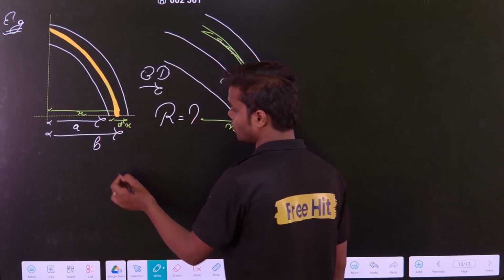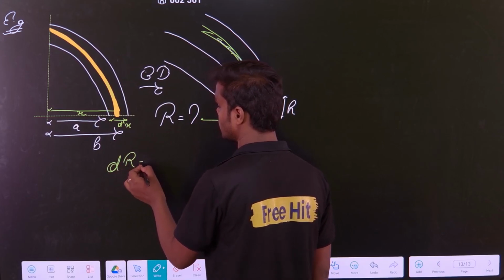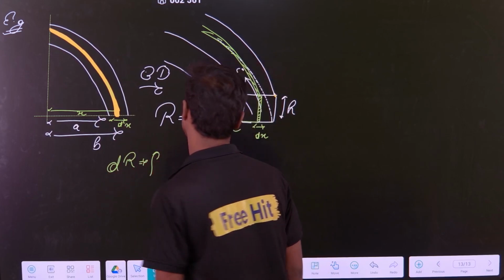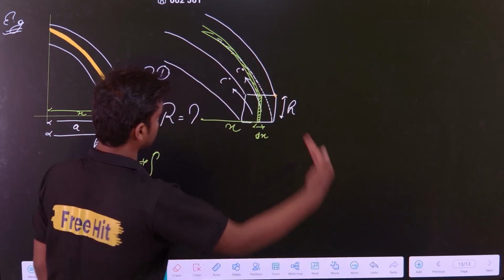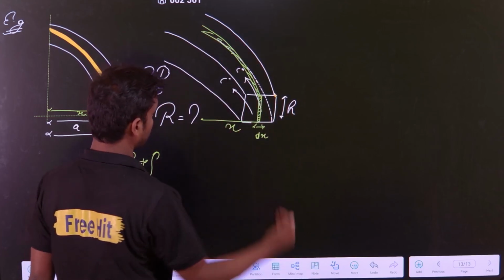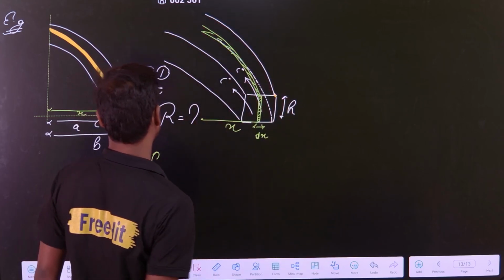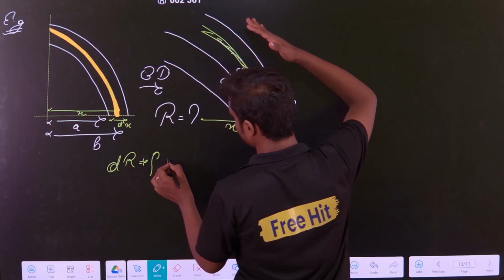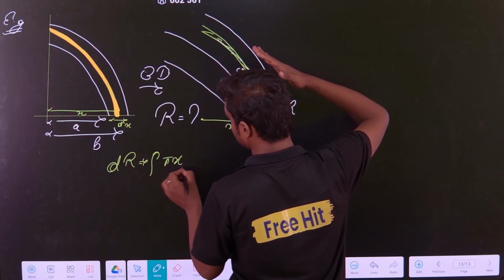So for this, if I want to write the resistance dR, it will be rho into L. What is the length? The current is going like this. If you will see, this is my length. So can you tell what is the length? That will be pi x by 4.